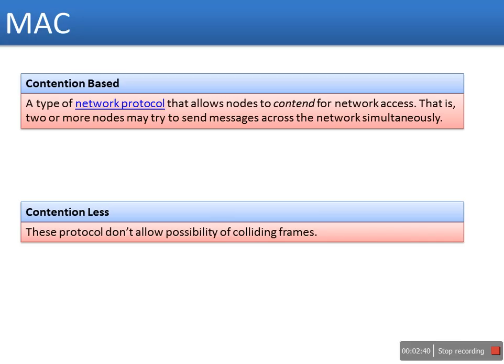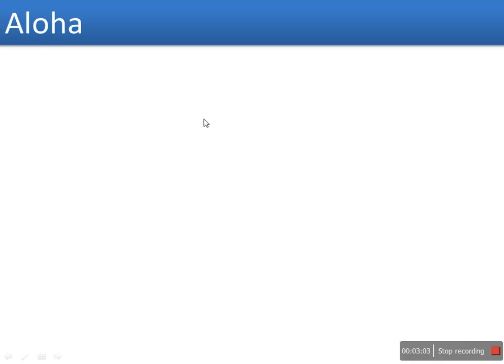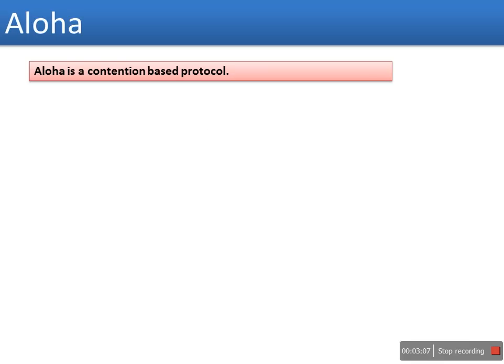Similarly in a network, there will be a coordinator. If there are multiple nodes which want to transmit data, that coordinator will grant permission to the nodes one by one, and then those nodes will start transmitting. Our pure Aloha and slotted Aloha come under contention based because there are collisions as well. So let's first discuss what is Aloha. Aloha is a contention based protocol.